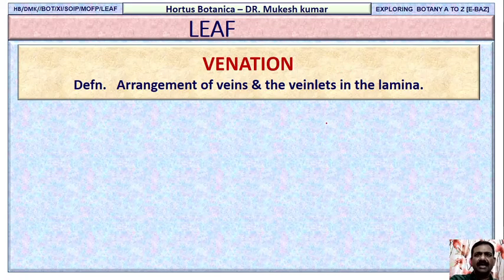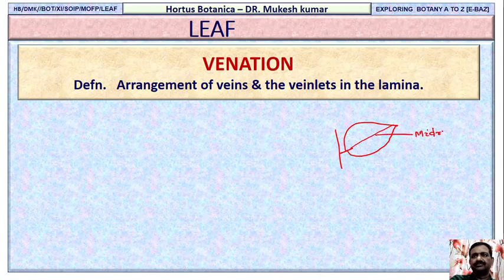Remember, we have a leaf. In a leaf we'll find this is the midrib, also called costa. Then you will find the outgrowths of the midrib, and these outgrowths of the midrib are called veins. And when veins show their outgrowth, these are called veinlets.